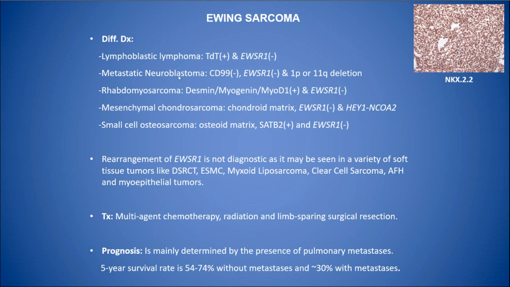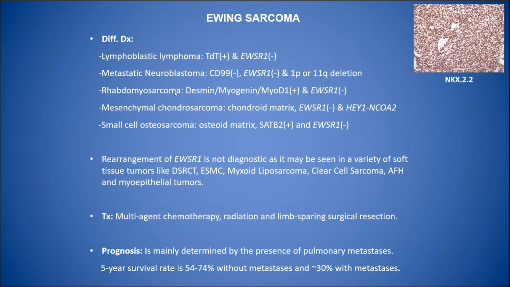Metastatic neuroblastoma, another tumor of young children. It's also a tumor of round cells, and it's negative for CD99, negative for EWSR1 rearrangements. Characteristically, they have loss of 1p or 11q.